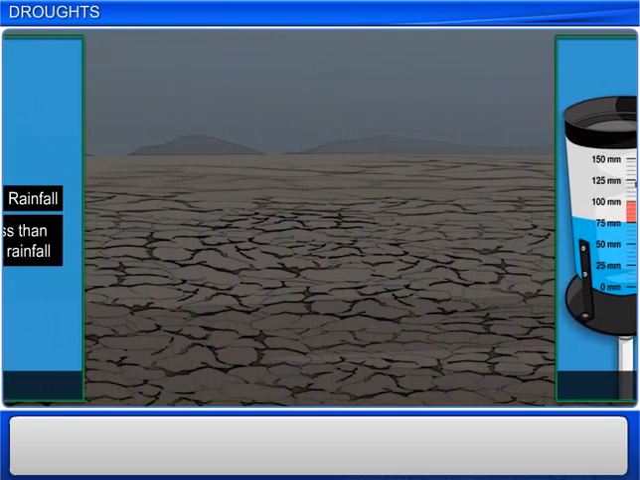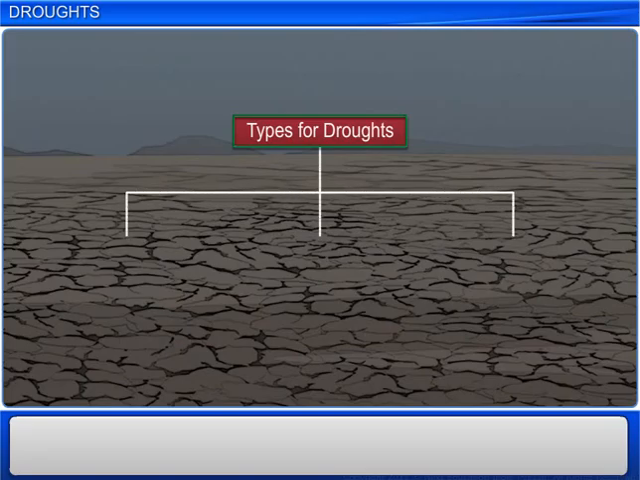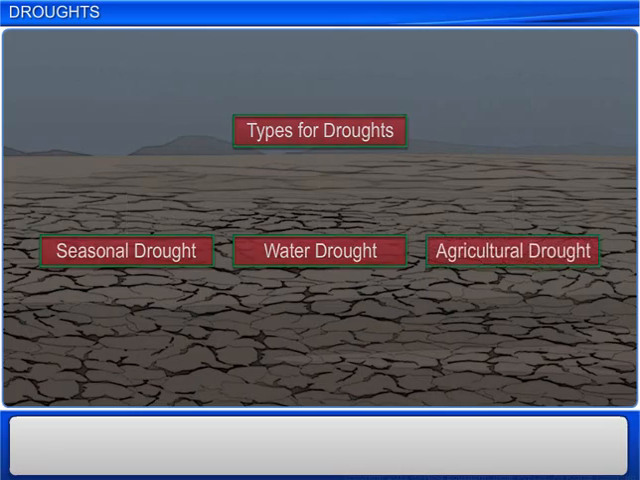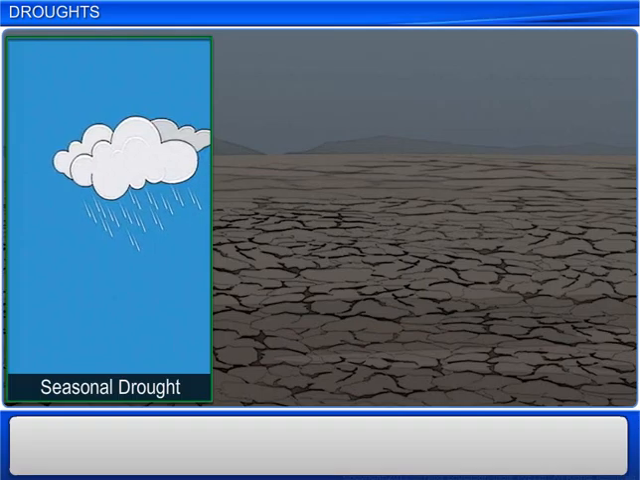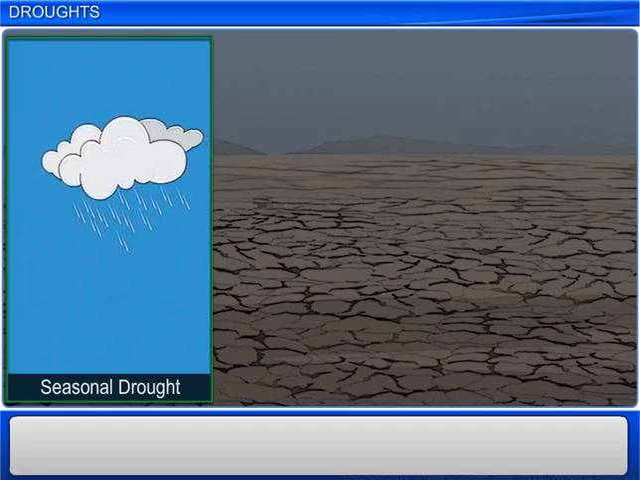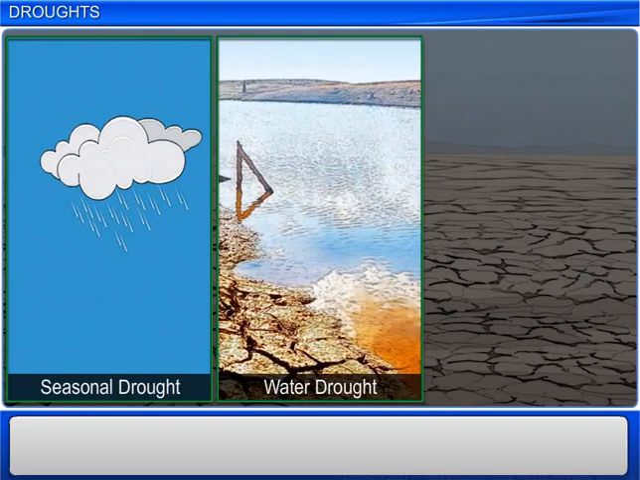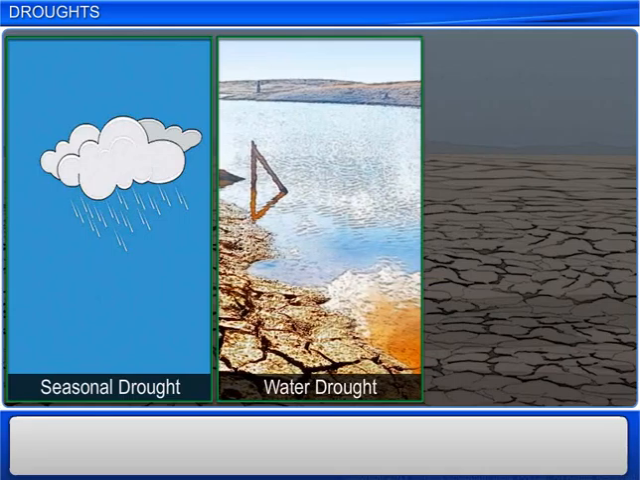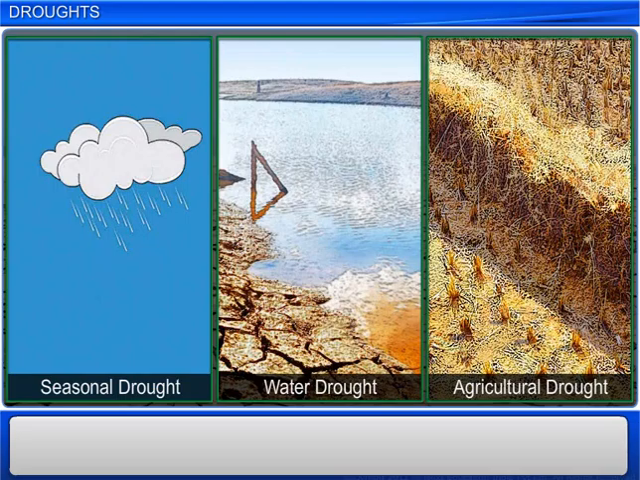Based on their features and causes, droughts have been divided into three types. They are the seasonal drought, the water drought, and the agricultural drought. Seasonal drought occurs when there is little rain for a prolonged period. Lack of water in water resources such as rivers, lakes, and ponds is called a water drought, and lack of crops is called an agricultural drought.